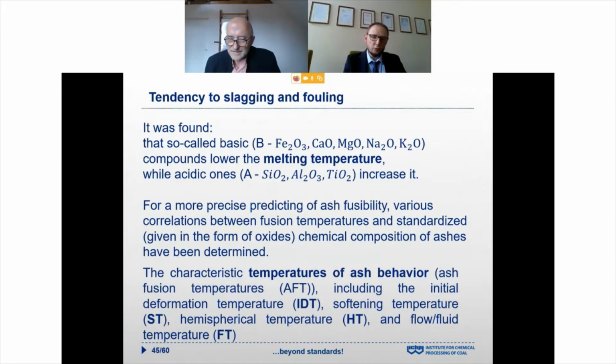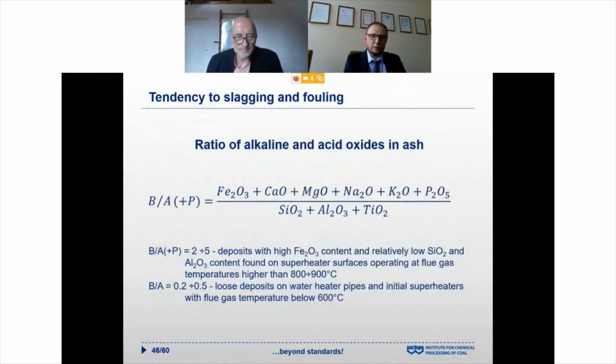But we have to evaluate it by checking the specific ash temperature behaviors. We call it ash fusion temperatures, including such parameters as initial deformation temperature, softening temperature, hemispherical temperature, and the fluid temperature. The last one, fluid temperature, means that the ash is completely melted and behaves like a liquid.